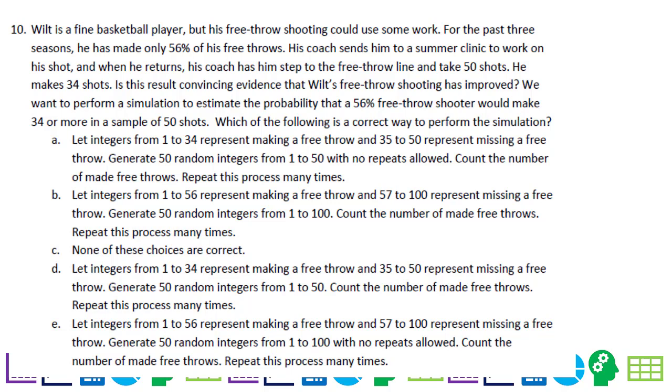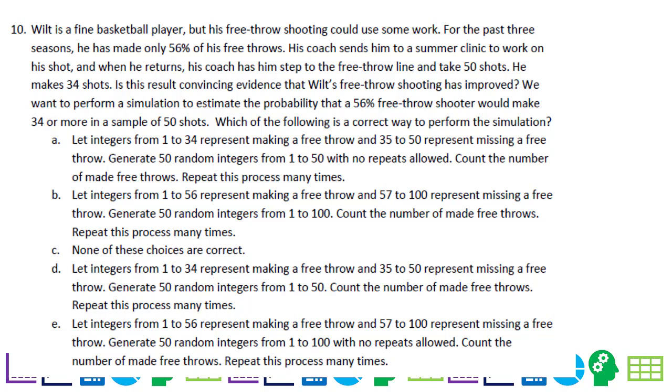Okay, now we're looking at Wilt. Wilt Chamberlain is a fine basketball player, but his free throw shooting could use some work. For the past 3 seasons, he has made only 56% of his free throws. His coach sends him to a summer clinic to work on his shot, and when he returns, his coach has him step to the free throw line and take 50 shots. He makes 34 shots.